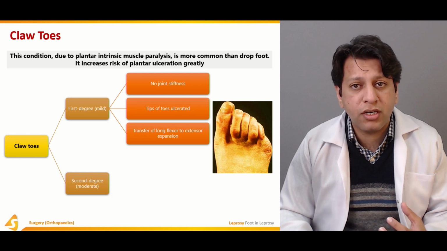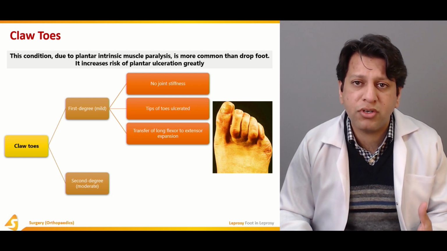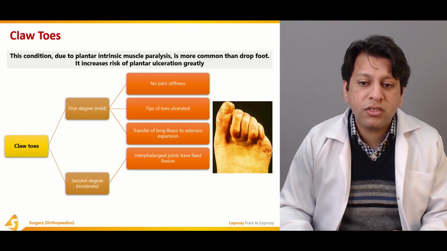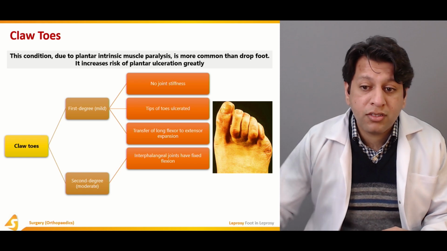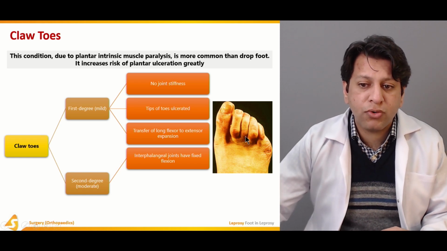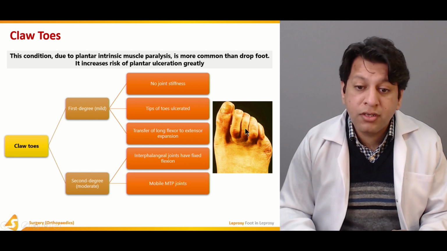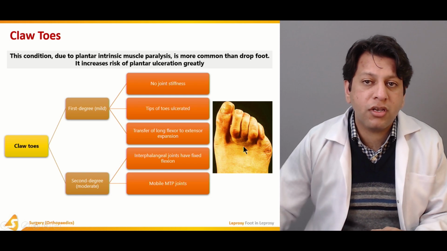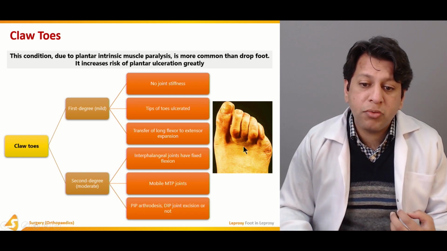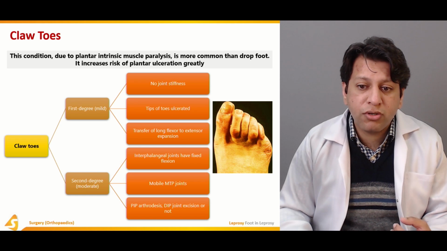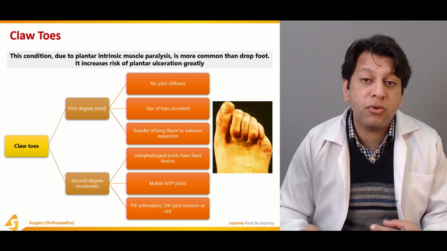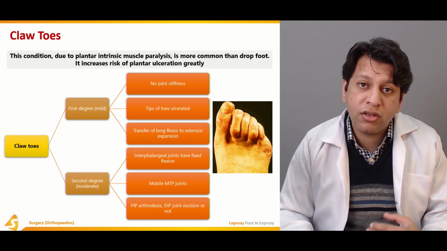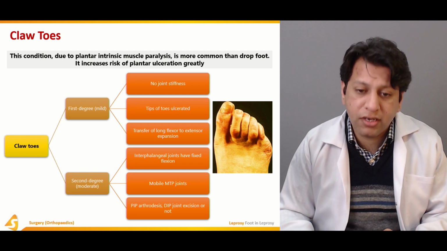Second degree is a moderate degree. It is to some amount flexible, but to some degree rigid as well. The interphalangeal joints have been fixed in flexion, that is, the proximal and distal interphalangeal joints, while the metatarsophalangeal joint, which is this area, is still flexible. This could lead to proximal interphalangeal joint arthrodesis. The distal interphalangeal joint may be excised. As the metatarsophalangeal joints are not stiff, some degree of tendon transfer can be done as well.